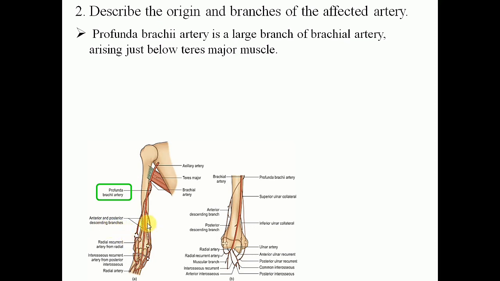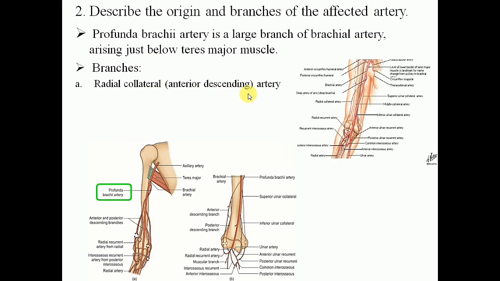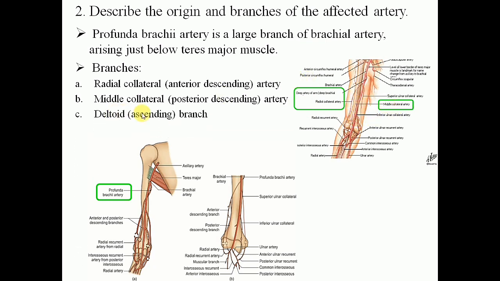The main branches of profunda brachii artery are: 1. Radial collateral artery or anterior descending artery. As we can see in this diagram, this is the radial collateral artery or anterior descending artery, which is one of the terminal branches, actually representing a continuation of the profunda brachii artery. Then there is the middle collateral artery or the posterior descending artery. Then there is a deltoid or ascending branch, and there is a nutrient artery to the humerus which is often present.